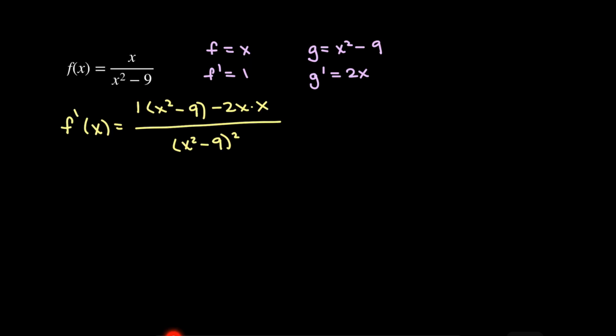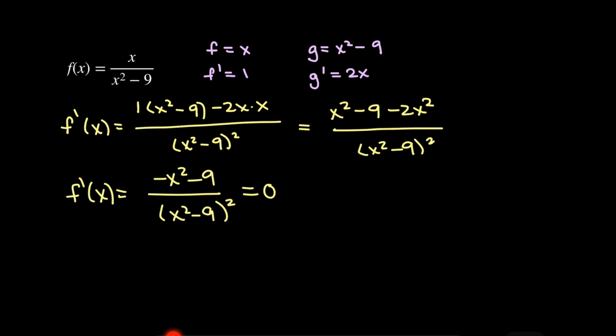Putting this into my quotient rule, I take f prime times g, so 1 times x squared minus 9, minus g prime times f, minus 2x times x, all over g squared. That becomes x squared minus 9 minus 2x squared divided by x squared minus 9 squared. Combine like terms, we're left with negative x squared minus 9 over x squared minus 9 quantity squared.